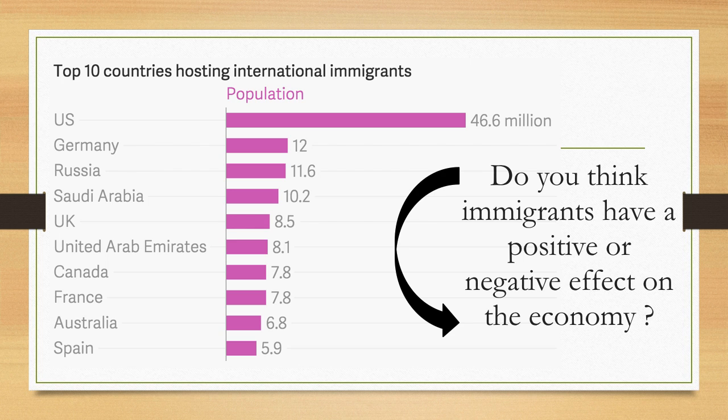In this slide, I have a chart with the top 10 countries hosting international immigrants. As we see, we have 46.6 million showing for the United States, followed by Germany, Russia, and Saudi Arabia being the 10.2 to the 12% rank.